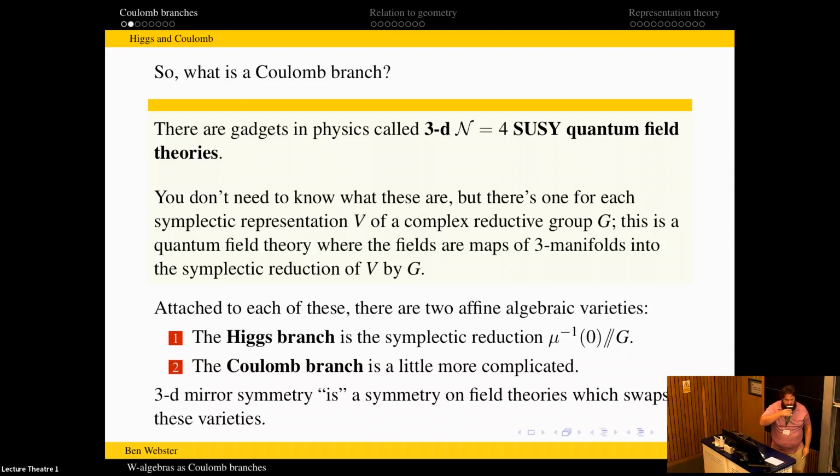Can I ask a question? Yes, of course. What does the N=4, what does the N refer to actually?